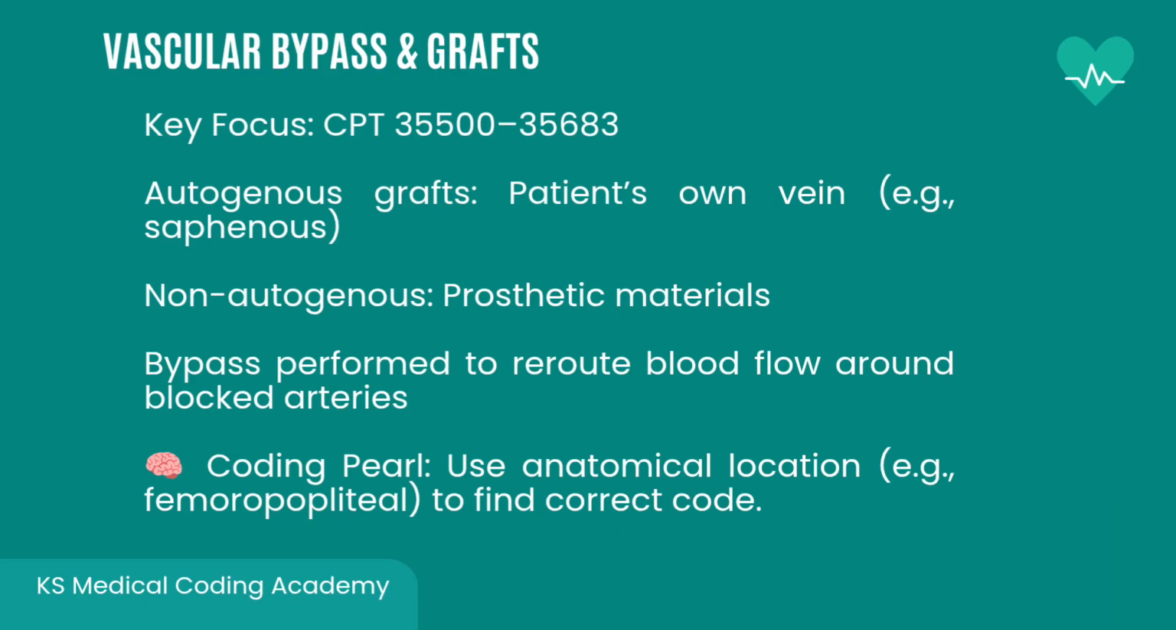Vascular bypass and grafts. Bypass procedures reroute blood flow around blocked arteries. CPT codes 35500 to 35683 cover grafting procedures. Know the graft type, autogenous from the patient's own vein, or non-autogenous like prosthetic grafts, and the origin and destination vessels for accurate code selection.